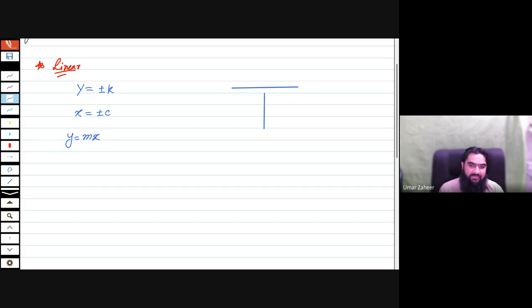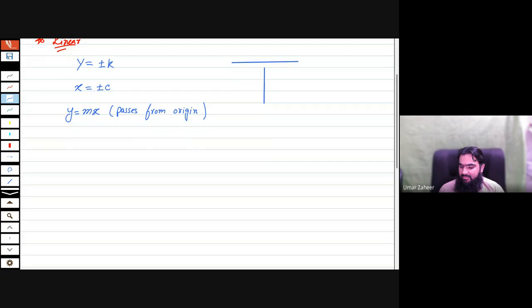And for example, if you have a graph y is equal to mx, there is no constant term. It means that there is no y-intercept. This means that the y-intercept is 0. It means that it passes from the origin. If the gradient is greater than 0, this means that the line is moving from left to right.